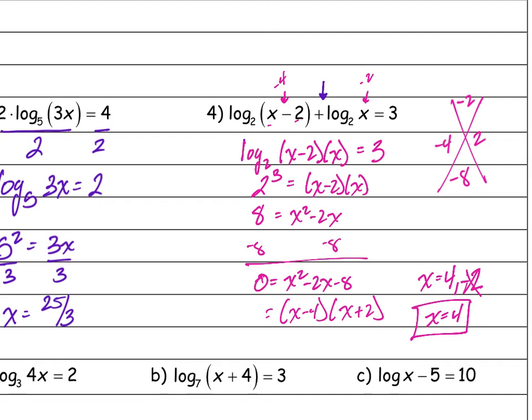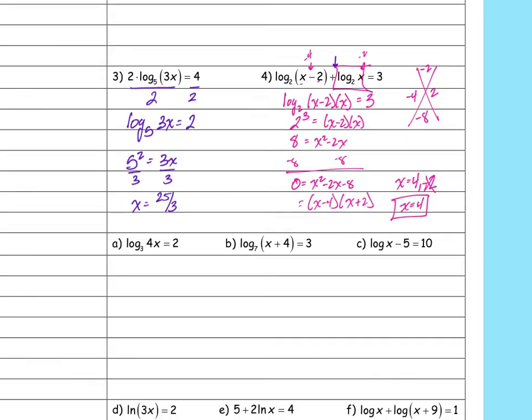Out of my 2 answers, only one of them is correct. So you just got to double check them and make sure that there's nothing that's going to give me a negative. So like this log, especially if I have an x by itself and I get a negative answer, that negative answer is gone. Just kind of something for you guys to think about.